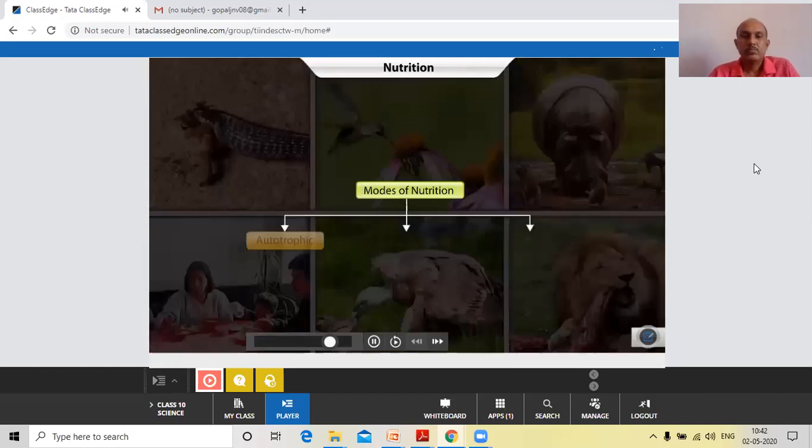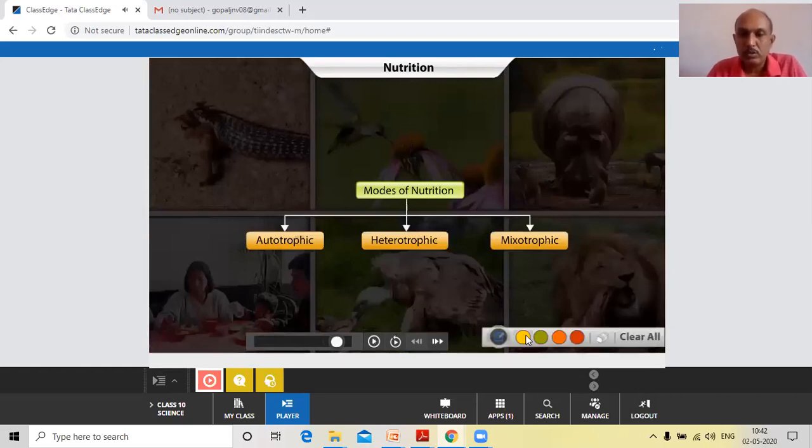Primarily, there are three modes through which the organisms obtain their nutrition. See, here there are three modes of nutrition. One is autotrophic, another one is heterotrophic. These are given in your textbook. And this is mixotrophic, which is both auto as well as heterotrophic. But here we are concentrating more on autotrophic nutrition. Let us learn more about autotrophic nutrition.